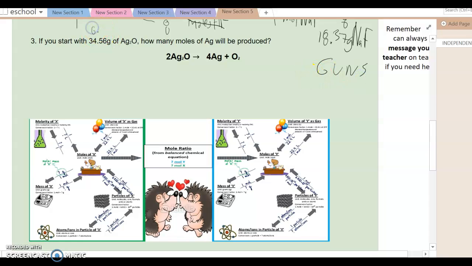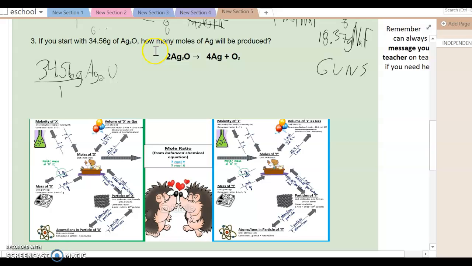Actually, I'm not going to write it, but then I'm going to put a 1 under it, find the rest of my numbers, and then solve. So just to get that out of the way, I'm going to write it down, and then I'm going to start thinking. 34.56 grams, and I'm going to put it over 1 gram of what? Ag2O.